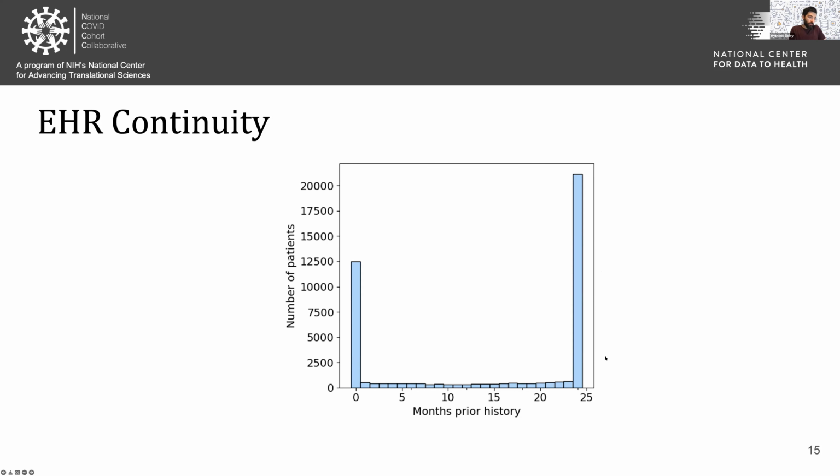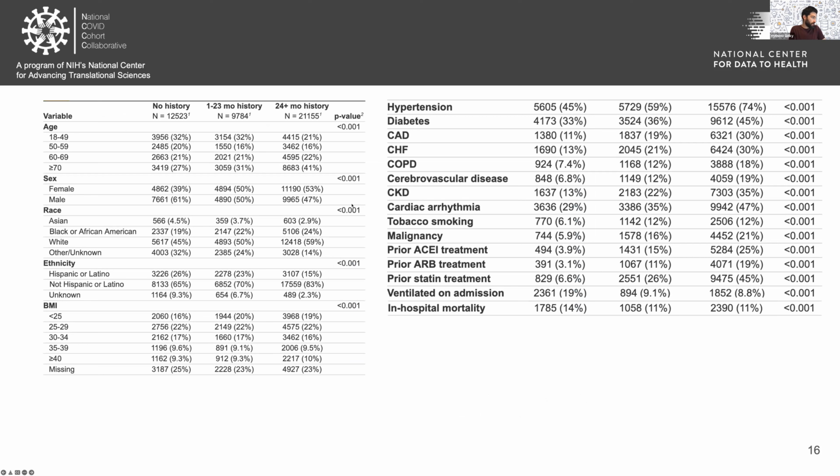So what we can do is look at how these different populations differ. We have the no history group, the 1 to 23 month history group, and the 24+ month history group. As you would expect, the no history group patients are younger and more female. They do have a different distribution of race and ethnicity and BMI. But what I want to point out is that across essentially all chronic comorbidities that we looked at, the prevalence is lower for the no history group. So they have less recorded hypertension, diabetes, CAD, CHF, COPD, et cetera.